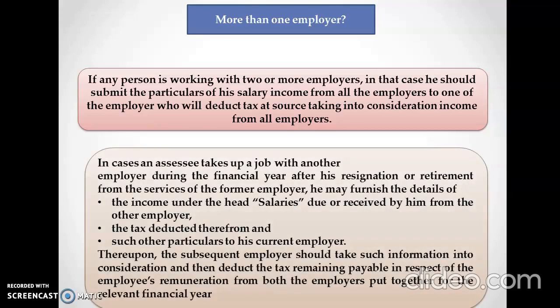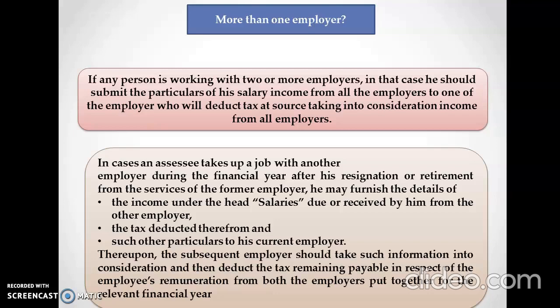And in case you have taken a job under some other employer in the same financial year, suppose you are working in firm A, and you quit your service and then join firm B. In that case, you need to collect all the detailed information from the previous employer, whatever your salary was, whatever tax the previous employer has deducted, and other particulars. All those particulars you need to collect and give to your current employer, that is firm B in which you are currently working.